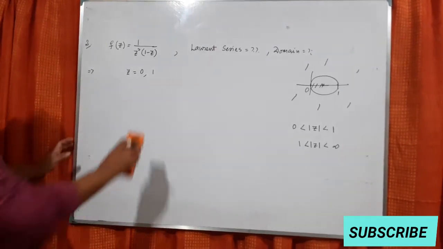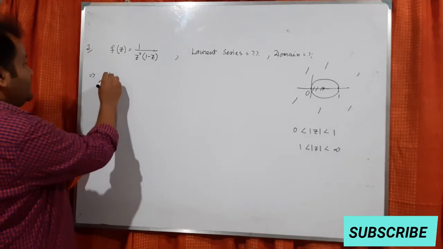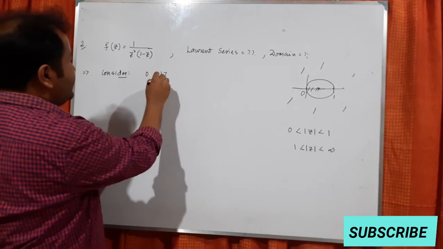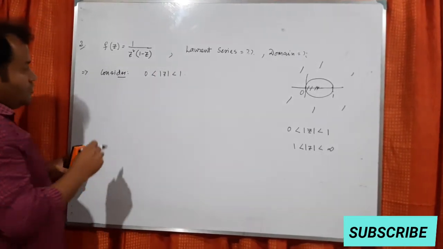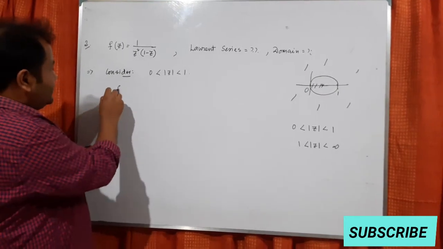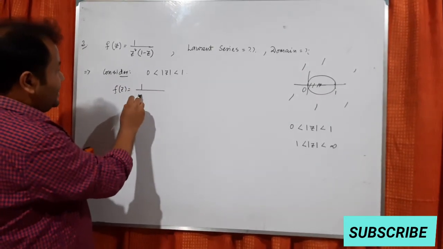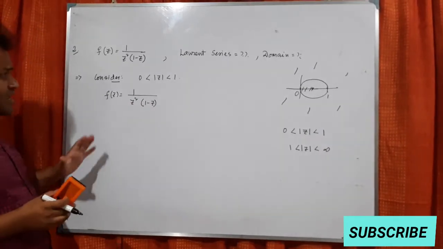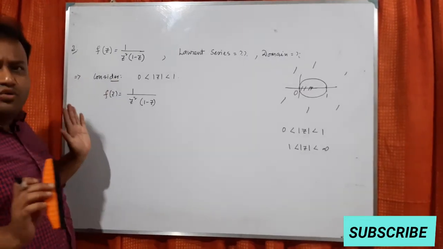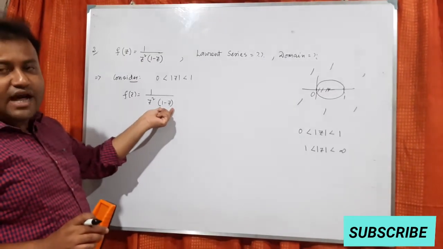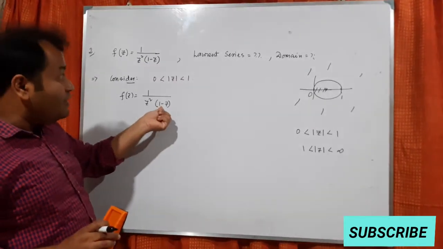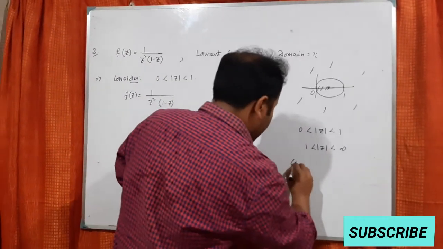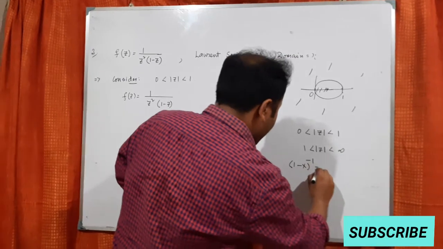Now if I consider 0 less than mod z less than 1, what I can understand is that the function f(z) is 1 by z square into 1 minus z. Now z square I will not do anything; the 1 minus z term will be emphasized because this is of the form 1 minus something, right? Because I have shown that you have to apply the formula 1 minus x power minus 1 to get the series.